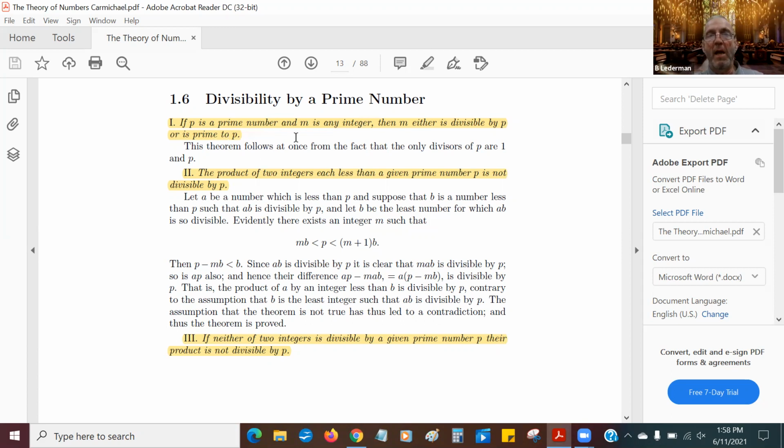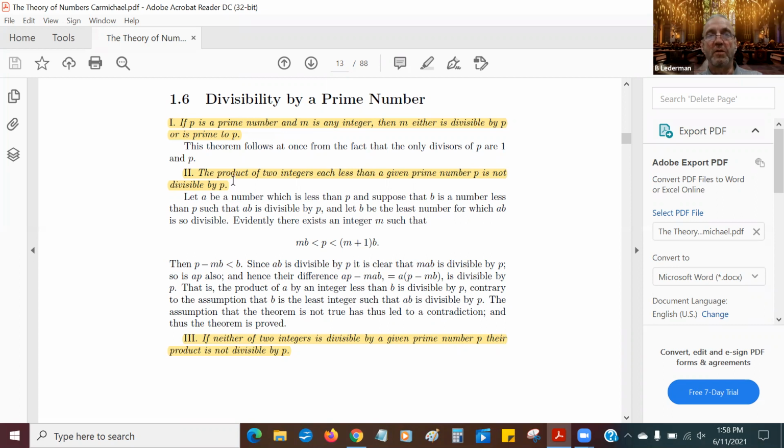If p is a prime number and m is any integer, then m either is divisible by p or is prime to p, meaning relatively prime to p, meaning it has no common factors. In other words, if p is a prime number, any other number is either a multiple of the prime or it's relatively prime to the prime. This theorem follows from the fact that the only divisors of p are 1 and p.